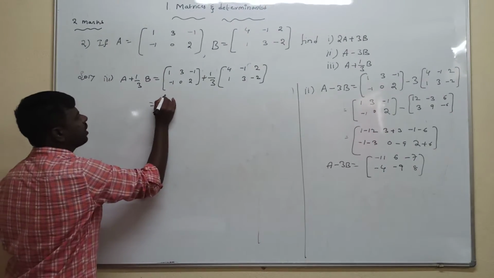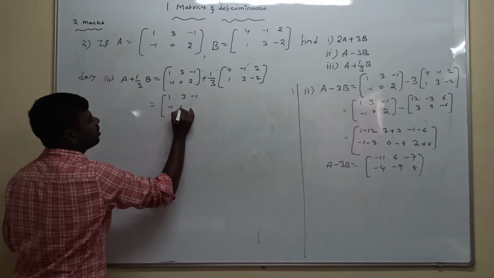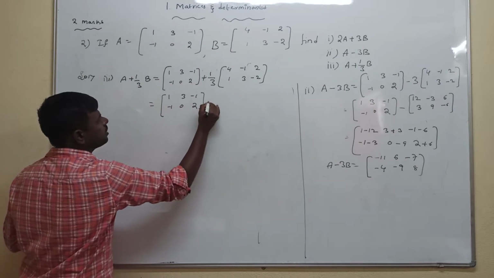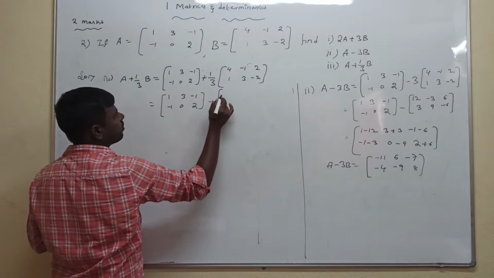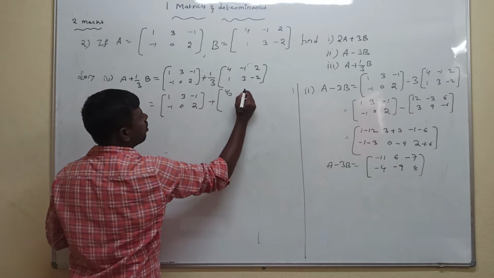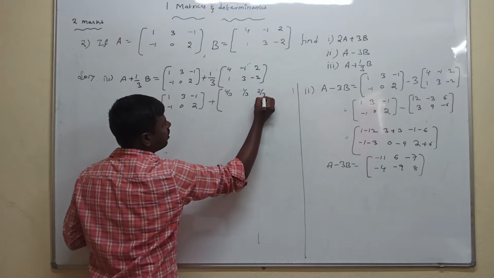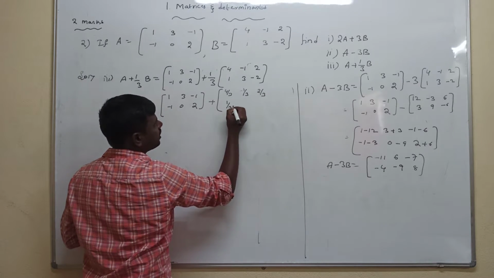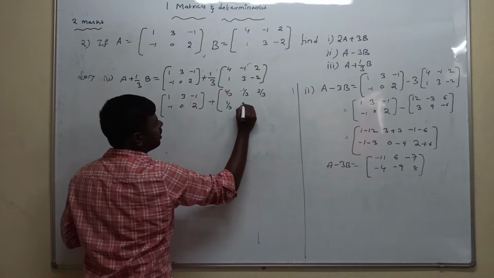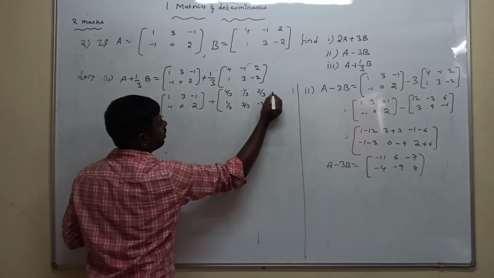Now the first matrix you write as it is: 1, 3, minus 1, minus 1, 0, 2. Each element is multiplied with 1 by 3. That's why 4 into 1 by 3 is 4 by 3. Minus 1 into 1 by 3 is minus 1 by 3. 2 into 1 by 3 is 2 by 3. 1 into 1 by 3 is 1 by 3. 3 into 1 by 3 is 3 by 3. So minus 2 by 3.